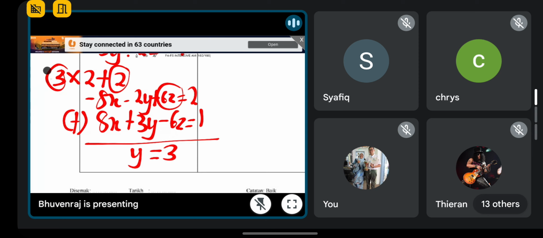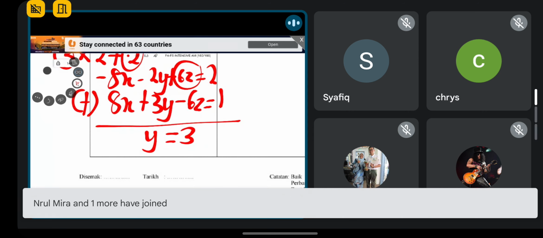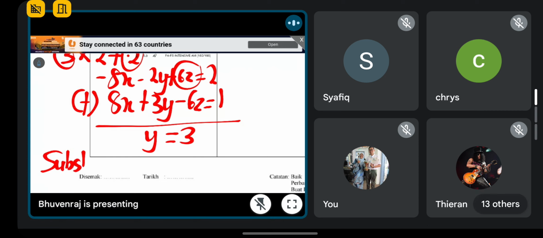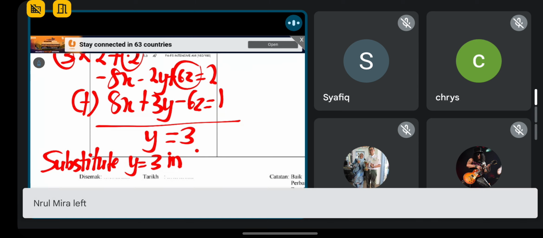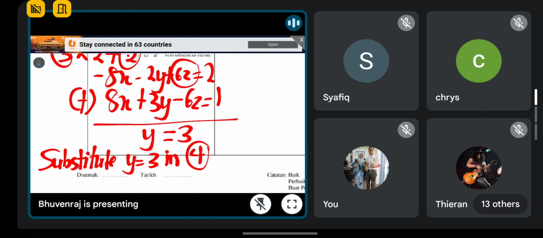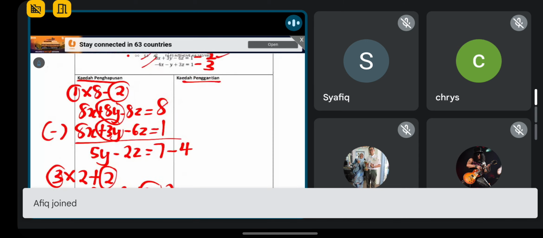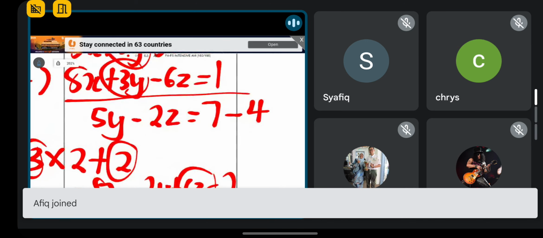Okay, so this is how you get your y value, nilai y kamu. After that, you can choose to substitute. Guna kaedah penggantian. Substitute y equals to 3 in, kamu boleh pilih mana-mana kamu suka. Katakan saya pilih persamaan keempat. I choose to substitute in the fourth equation. Okay, kat sini. Yang ni lah. This is your fourth equation.